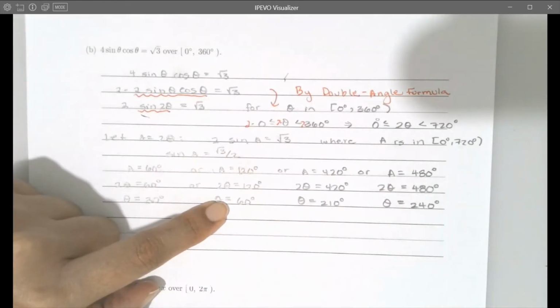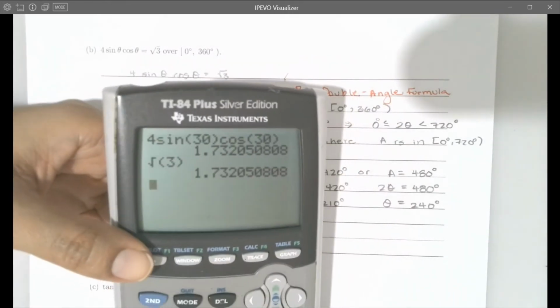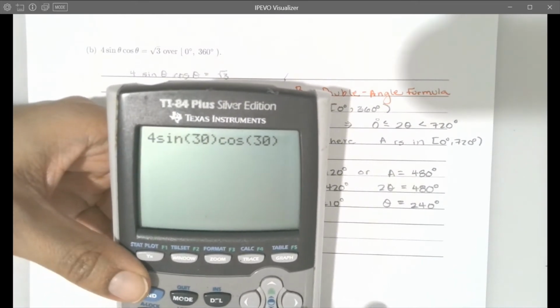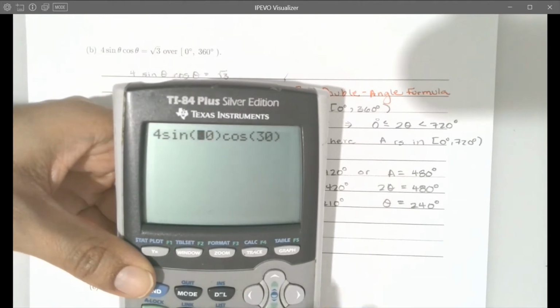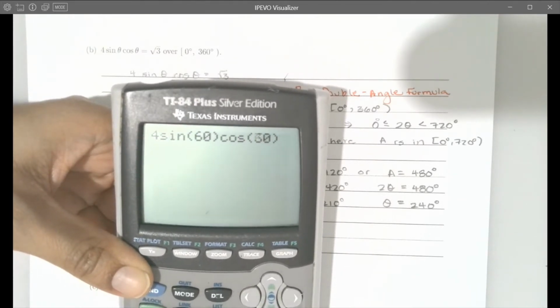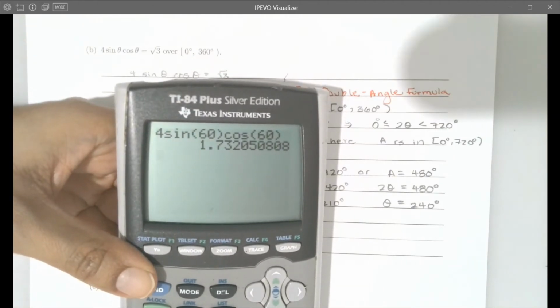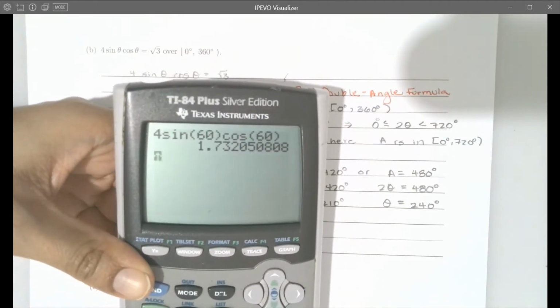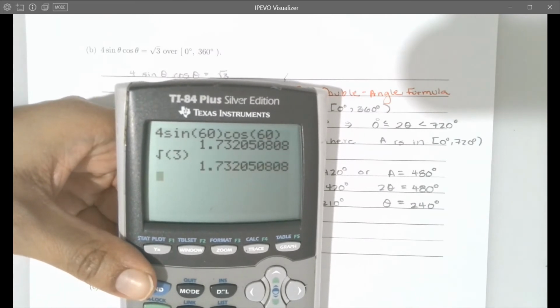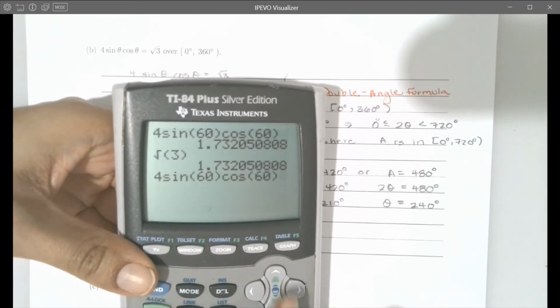And next, we're going to check angle 60 degrees. So we'll repeat the process, except that I'm going to replace this 30 with 60, and same for this one. Okay, again, we get that 1.73 with some other decimal numbers, and in comparison to square root of 3, it's the same number. We have 2 more to check. Let's go ahead and check those.